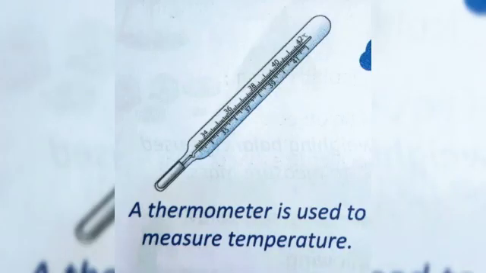Measurement of temperature, in page number 104. Do you know what is temperature? Temperature is the measure of how hot or cold an object is. Which instrument is used to measure temperature? Thermometer is an instrument used to measure temperature. What are the two types of thermometer? Do you know what are the two types of thermometer?